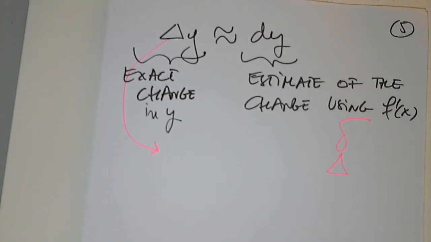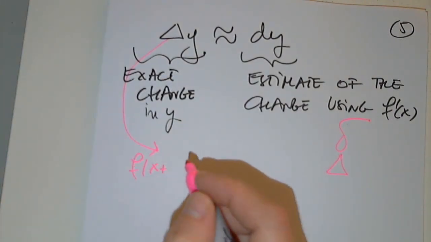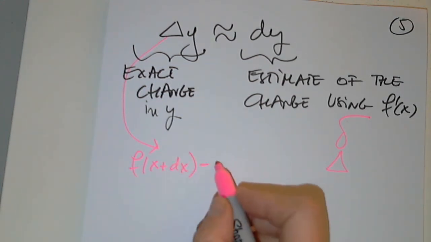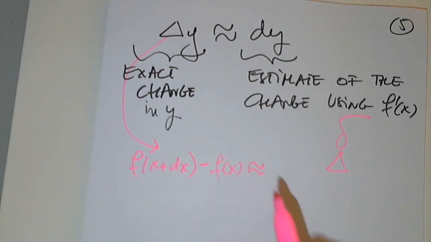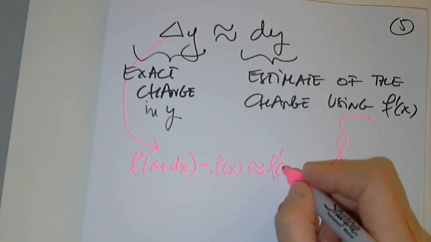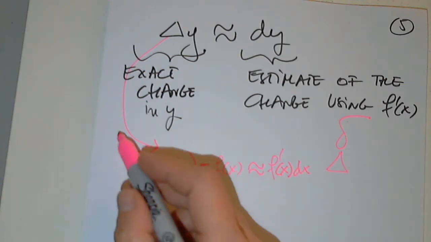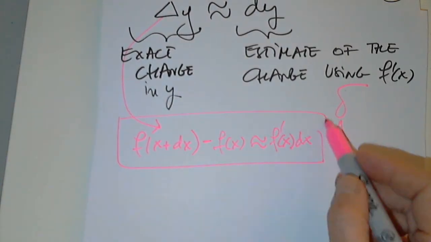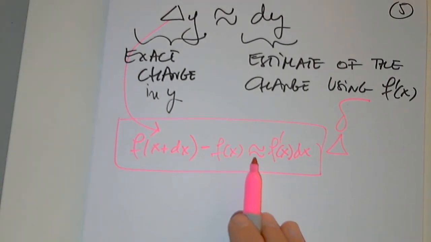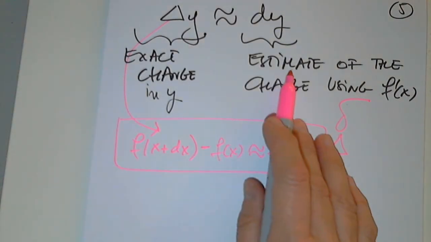F of x plus capital delta x. Yes. I'm going to write the x this time. You're going to see why. Minus f of x, indeed, approximately. And we know dy is not a derivative, but yes, the differential of y, which is f prime of x dx. Okay. Notice that I put the approximate. They are not equal. The exact change does not equal the estimate.